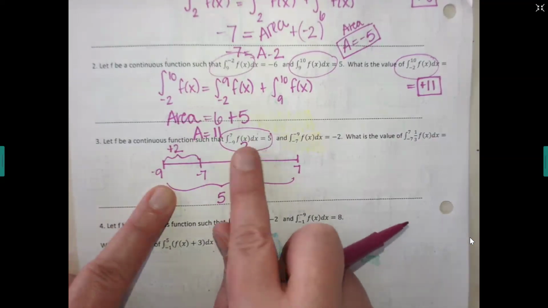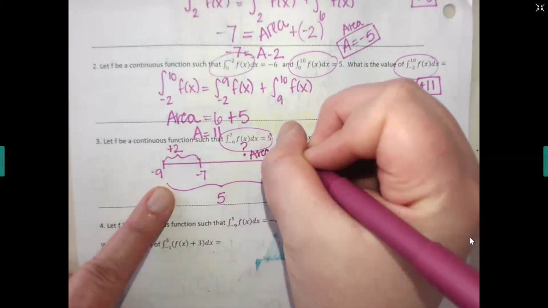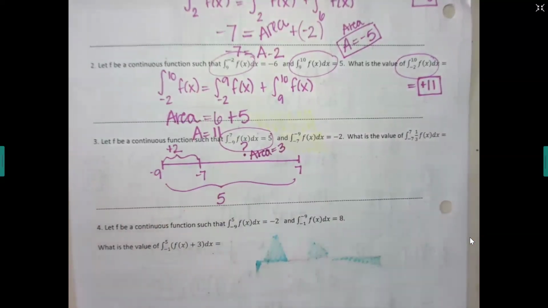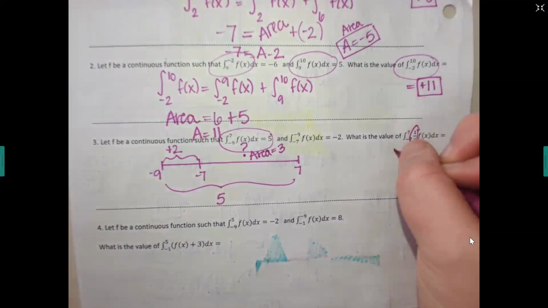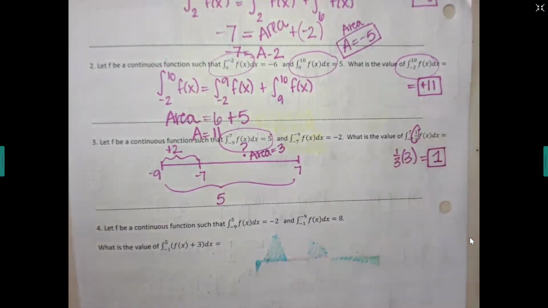So what would it have to be? 3. So my missing area in this case would be 3. Now, that's the integral from -7 to 7. Is that what they're asking me for here? Almost. What number did they sneak in there? A third. So then if I do a third of 3, that means my final answer here would be 1.